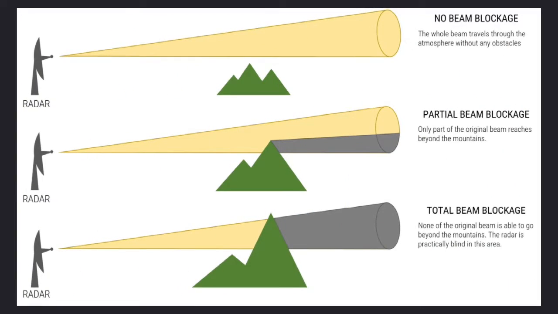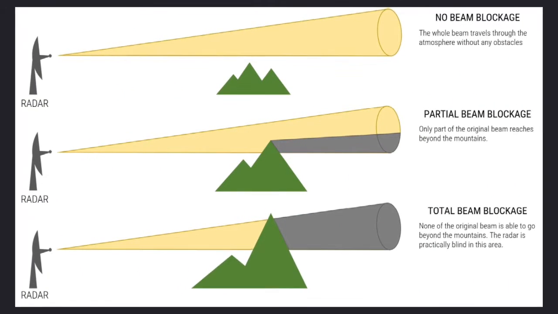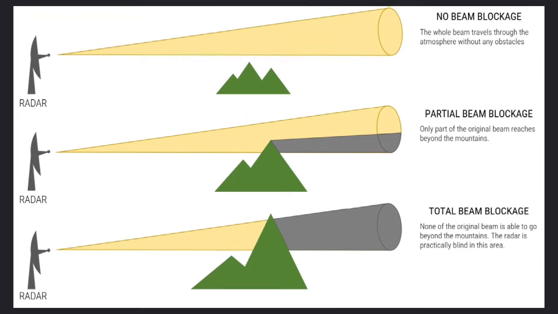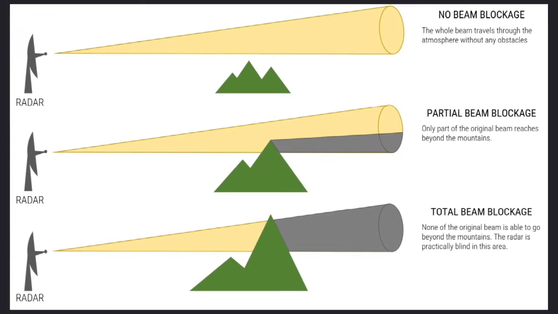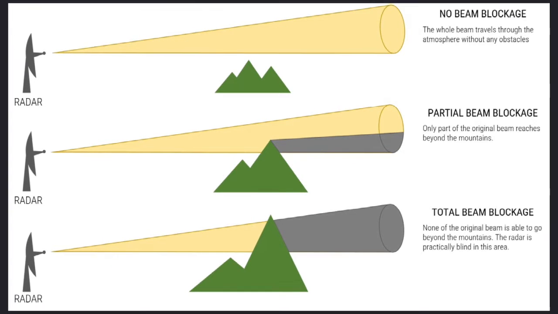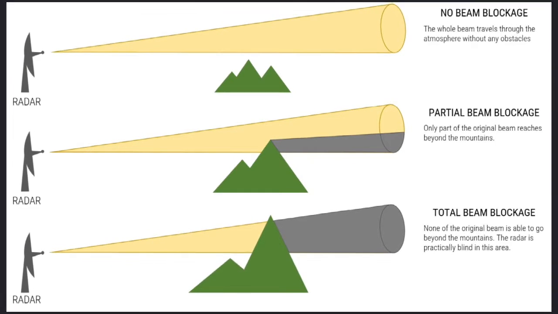Beam blockage occurs from terrain partially or completely obscuring the radar beam and is a major source of error in mountainous areas. While beam blockage can generally be easily corrected for, it still affects the radar scan strategy and can lead to blind spots near the ground.